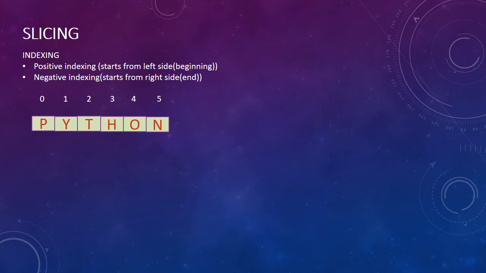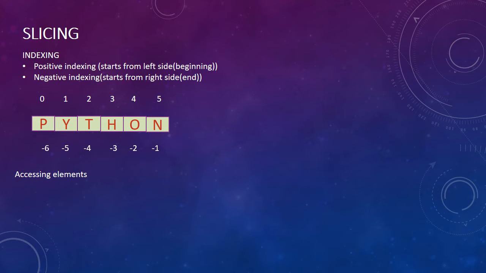So the next type of indexing is negative indexing. Negative indexing always starts from the right side, that means from the end. So what is the character at the end? N. So the index of N will be -1, then O will be -2, then H -3, T -4, Y -5, P -6. Hope you understood this indexing. Please note this down in your copy.